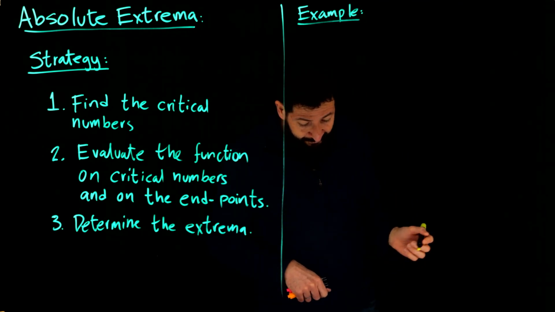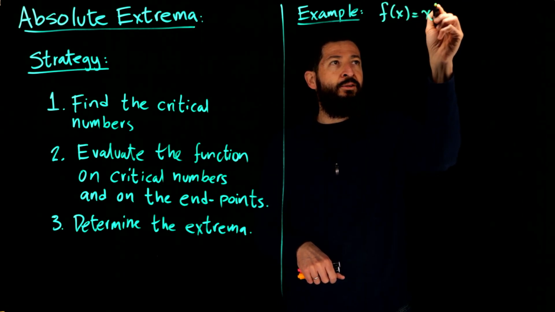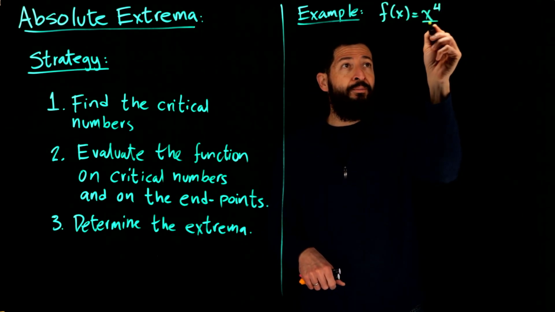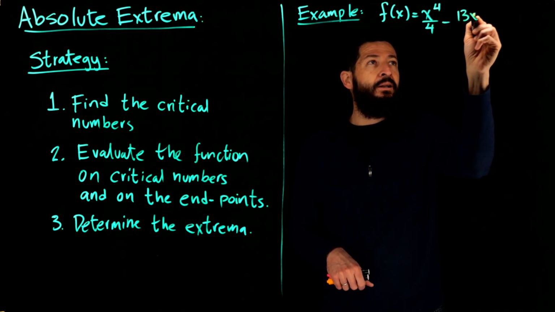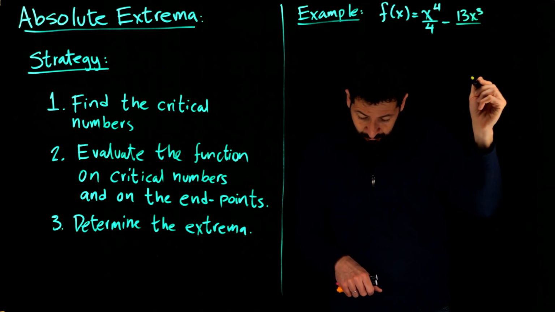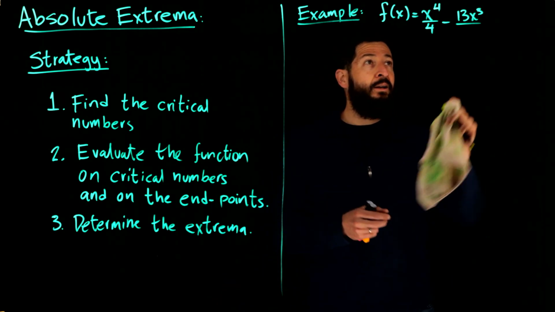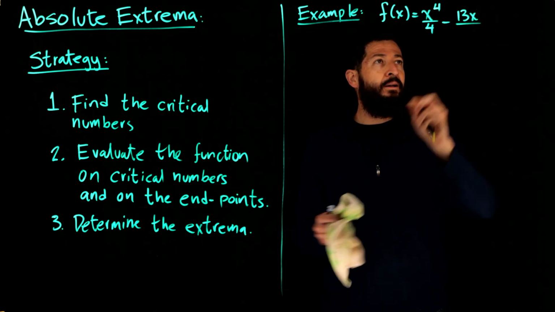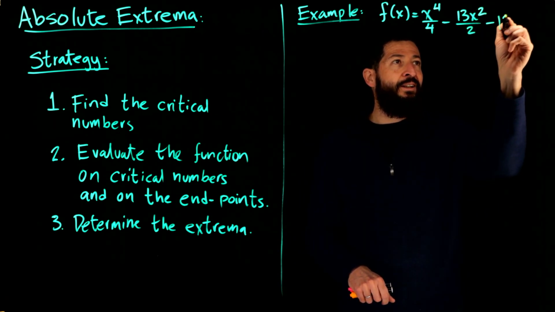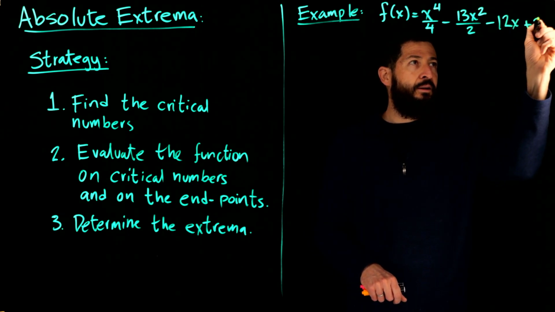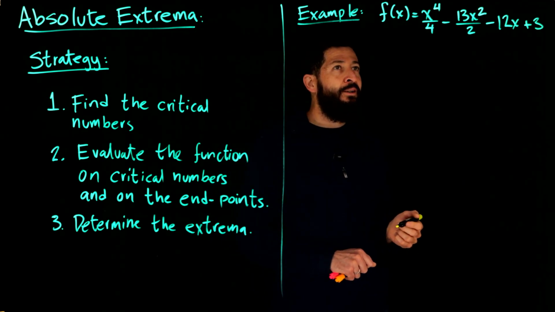So let's start with the function. It's going to be x to the 4th over 4, then minus x over 2. Oh, that's a square. My bad. x squared over 2. And then minus 12x plus 3. Or it was minus 3, but the number will change just slightly there.